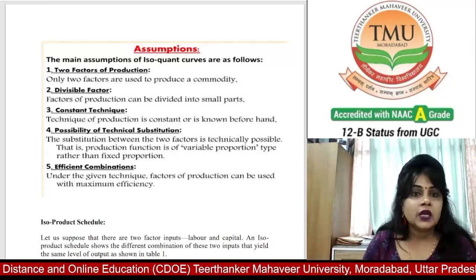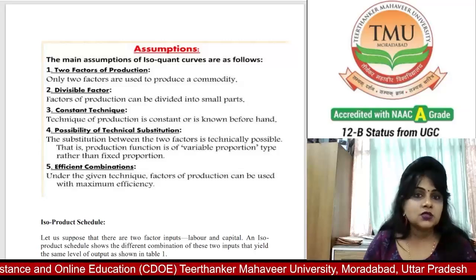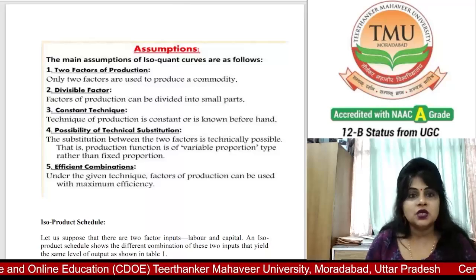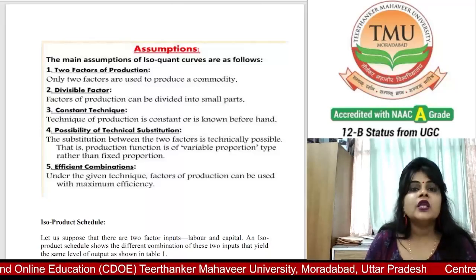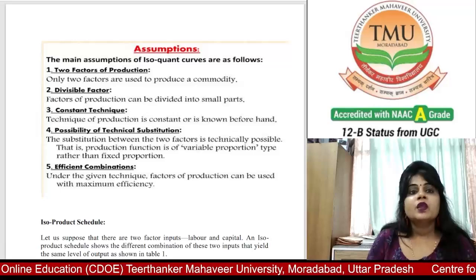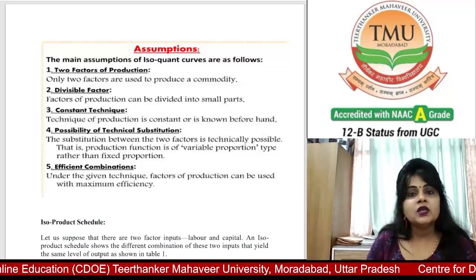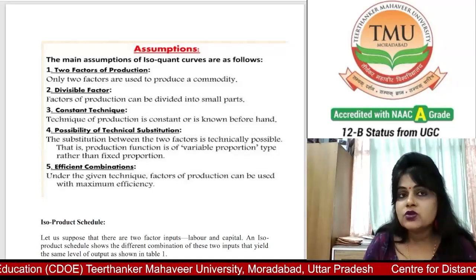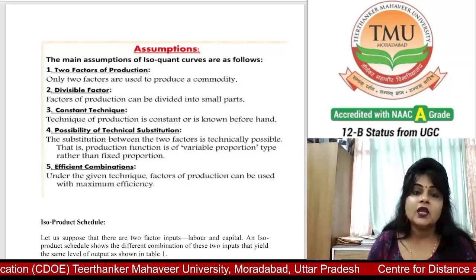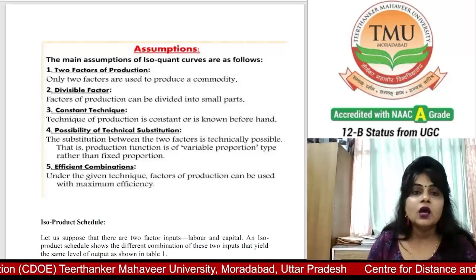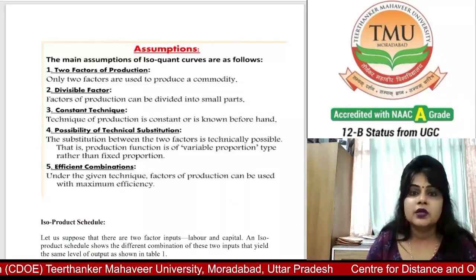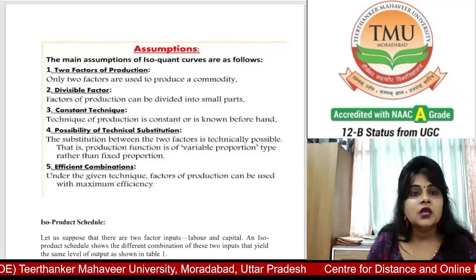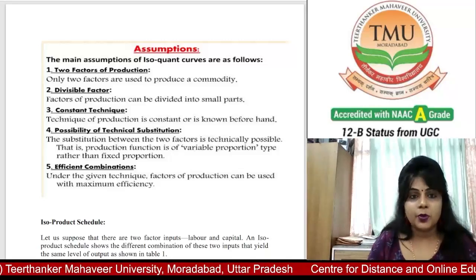Next, constant techniques. The technique of production is constant or is known beforehand. The technique should be constant. Next, possibility of technical substitution. The substitution between the two factors is technically possible. If the producer is ready to give up capital, he can increase the units of labor. So it should be technically possible. That is, the production function is of variable proportion type rather than fixed proportion.